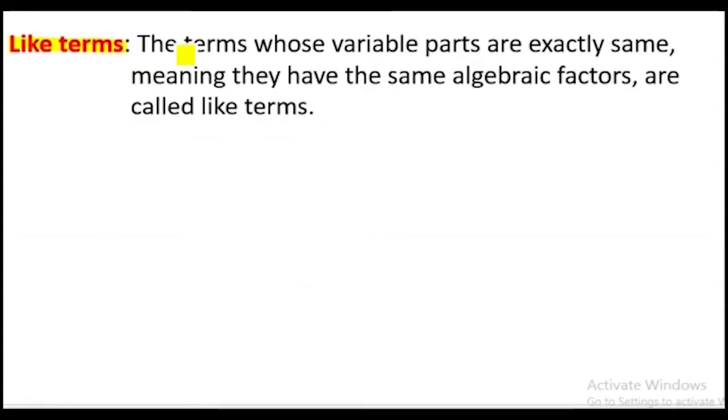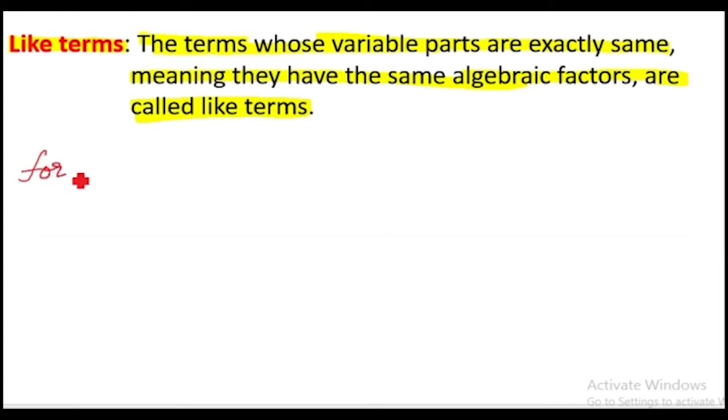Like terms. The terms whose variable part are exactly same, meaning they have the same algebraic factor, are called like terms. Now let us see few examples.